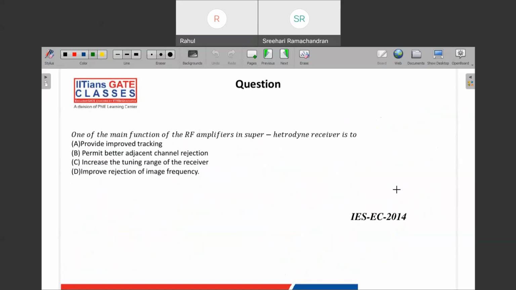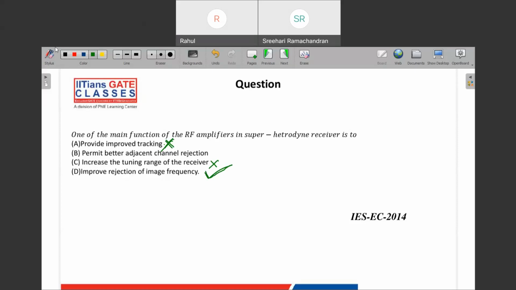Now, here is the question. It is asking: one of the main functions of the RF amplifier in the superheterodyne receiver is, first, to provide improved tracking. The RF amplifier doesn't care about tracking, so this option is not correct. Permit better adjacent channel rejection? Increase the tuning range of the receiver? No. Improve the rejection of the image frequency? This is the option.